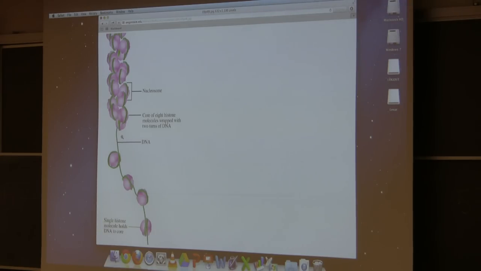And eukaryotic cells, not coincidentally, contain quite a bit more DNA than prokaryotic cells do. To give you an idea, a human being has about 7 billion base pairs of DNA. E. coli, a bacterium that lives in our gut, has about 3 million. So roughly a 1,000-fold, 2,000-fold difference between the DNA content of a human and a bacterium. So that's quite a bit more.